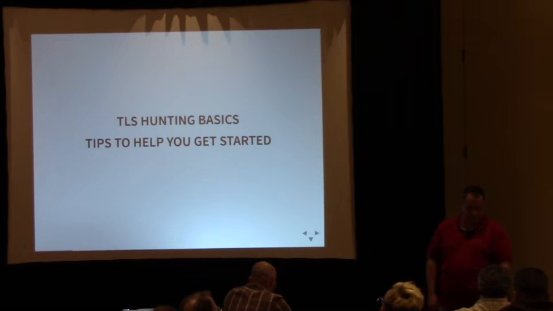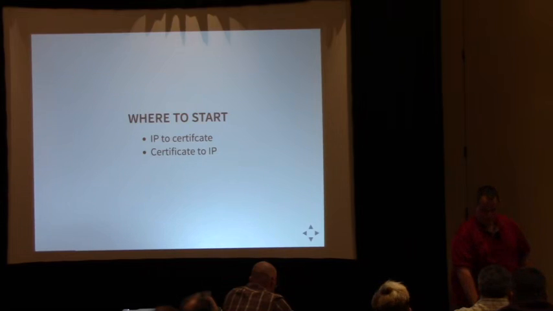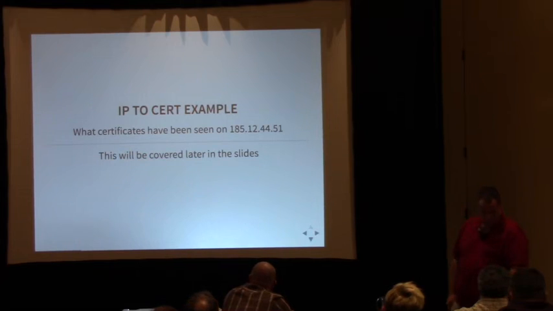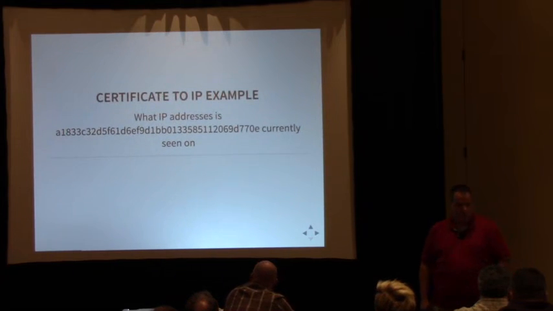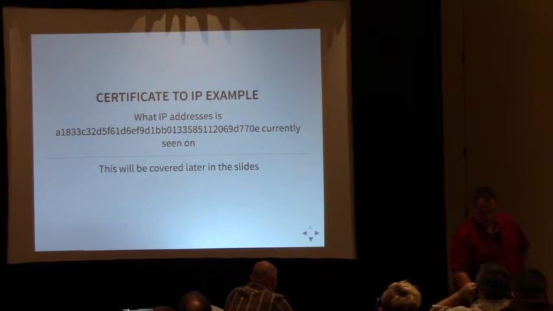So some basics, where can you get started? It's actually really easy. Two basic searches to start: an IP to a certificate, and a certificate to an IP. What do I mean by that? For instance, in this example, what certificates have been seen on this IP address? Well, this is one of my use cases. I'll go over that in a few minutes. And then, what IP address is this certificate currently being seen on? Again, this depends on the service you're going to use, which I will cover a little bit later.